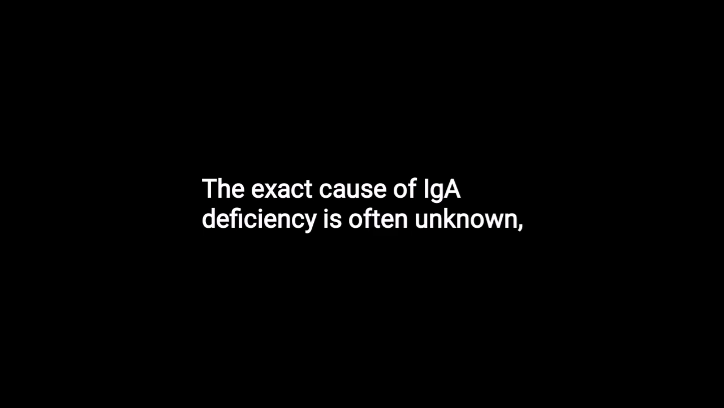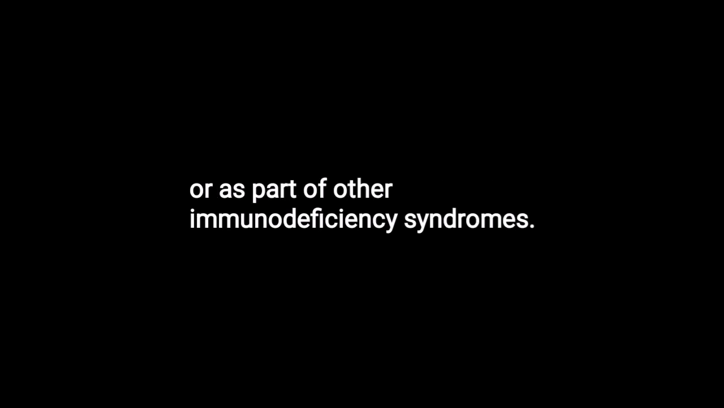While individuals with IgA deficiency may have normal levels of other immunoglobulins, IgG and IgM, the lack of IgA can lead to increased susceptibility to infections, particularly those affecting mucosal surfaces. The exact cause of IgA deficiency is often unknown, but it is believed to have a genetic component, as it can sometimes run in families. The condition can occur as an isolated deficiency or as part of other immunodeficiency syndromes.